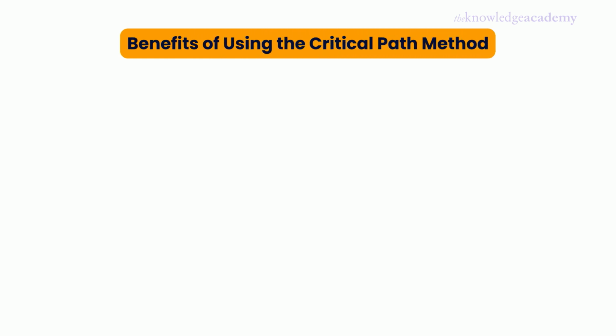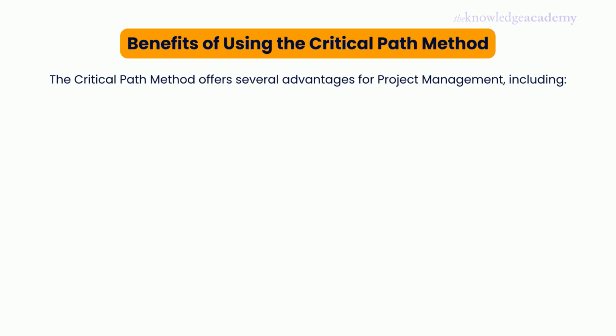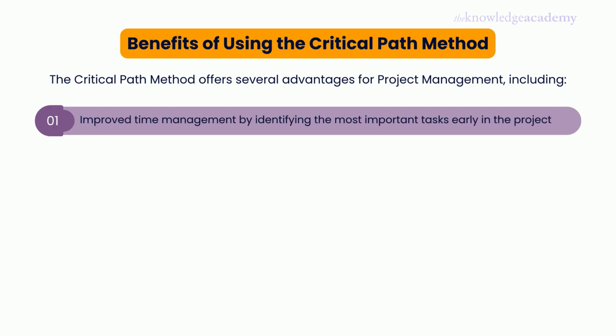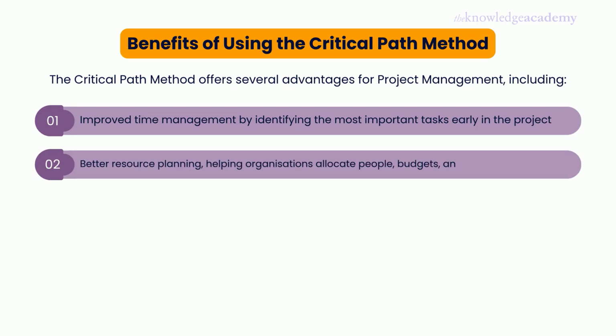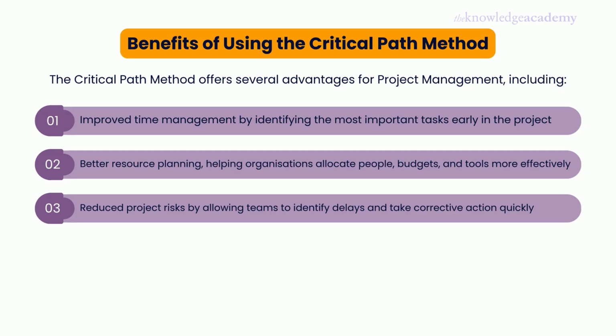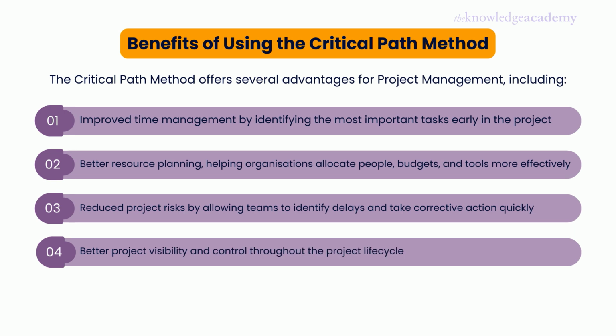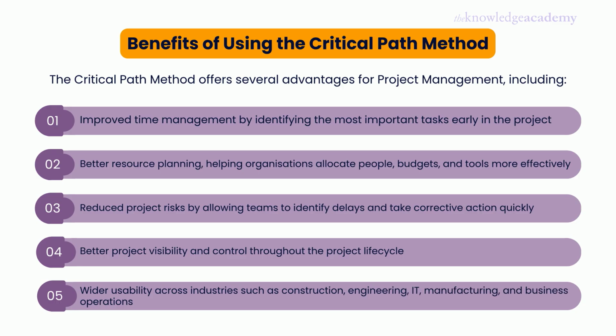3. Benefits of using the critical path method. The critical path method offers several advantages for project management, including improved time management by identifying the most important tasks early in the project, better resource planning, helping organizations allocate people, budgets, and tools more effectively. Reduced project risks by allowing teams to identify delays and take corrective action quickly. Better project visibility and control throughout the project lifecycle. Wider usability across industries such as construction, engineering, IT, manufacturing, and business operations.